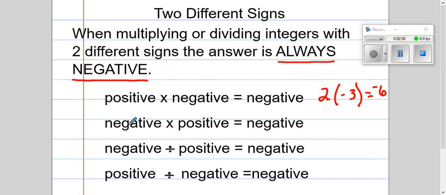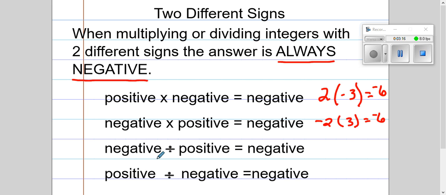Or if my first number was negative and my second number was positive, either way, these are two different signs, so my answer will be negative. So if I have a negative 2 times a positive 3, my answer is still negative 6.